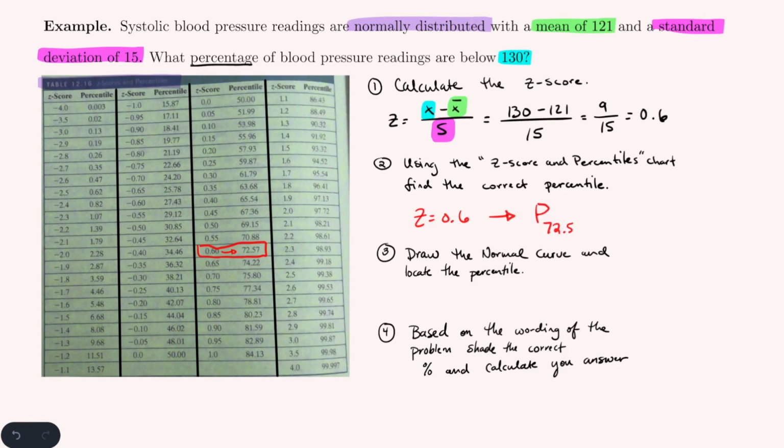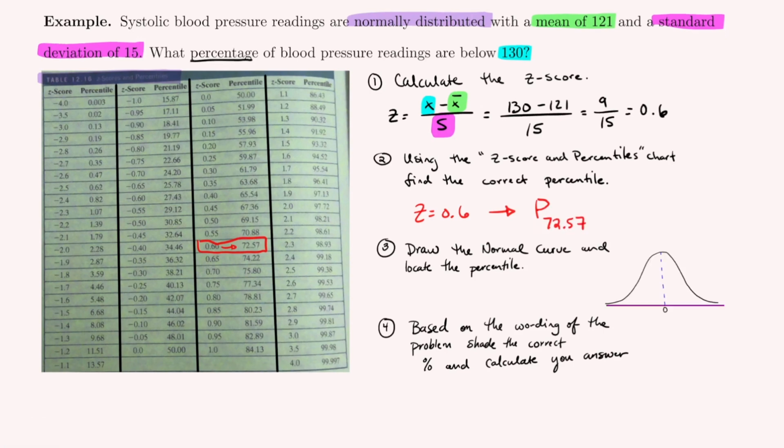Now step 3, we need to draw a normal curve and locate this percentile. Now we know exactly the middle is the 50th percentile, so 72 is a little bit to the right of that. About here's our approximation of where the 72.57 percentile is. We know that to the left of that are all the values less than this corresponding z-score. To the right are the values greater than.